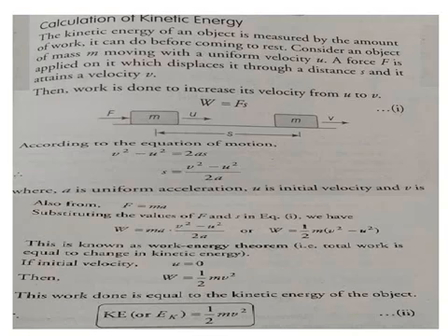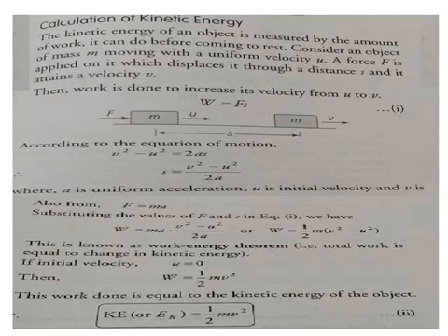Now again let us see this correlating with the diagram. Here we have a body of mass m and a force F is applied onto this body. When it is about to move, it has an initial velocity u. Because of the force, the object moves, and the distance covered by the body is s.